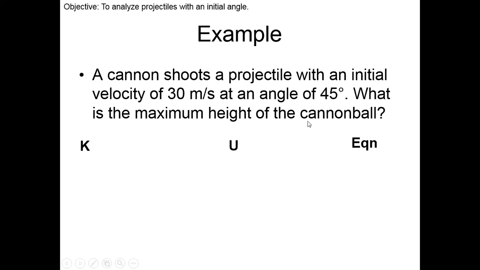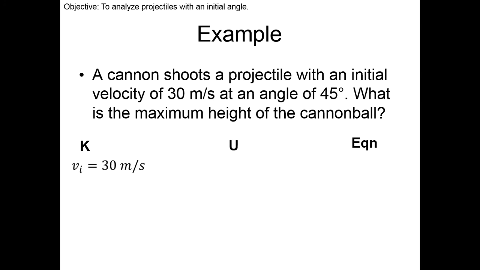This angle right away tells me that I've got a velocity, which is a vector, that has to be resolved into its x and y component parts. What is the maximum height of the cannonball? Okay, here's my known, my unknown, and my equation. I'd pause the video and see if you can answer this on your own. Otherwise, go ahead and continue and let's solve it together.